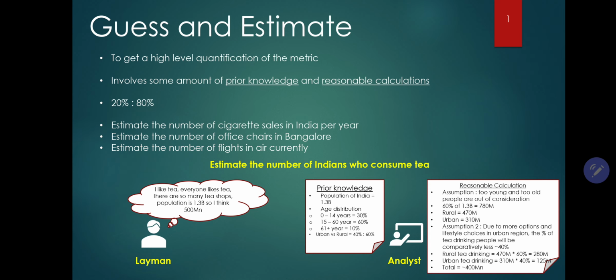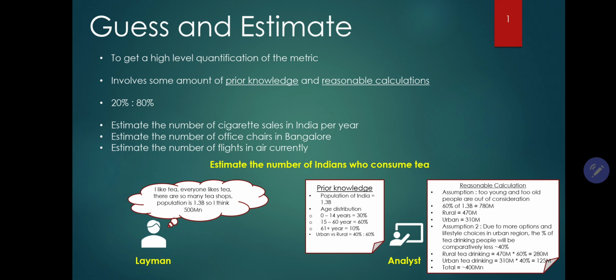After that, he considers another assumption: due to more options and lifestyle choices in the urban region, the percentage of tea drinking people will be comparatively less. So he has considered the consumption to be around 60% in rural areas, whereas 40% in urban areas, due to the availability of some other beverages, juices or coffee, something like that. Using these assumptions and calculations, he comes up with a number of 400 million.